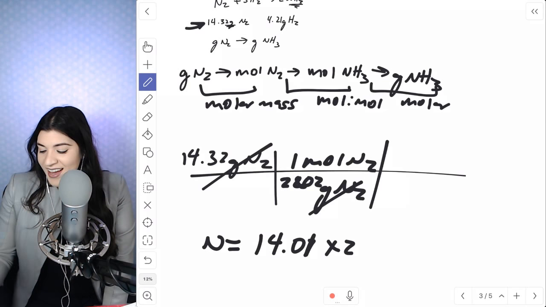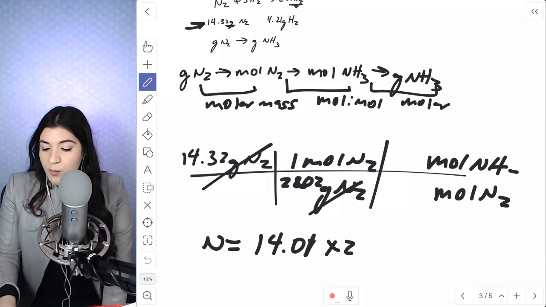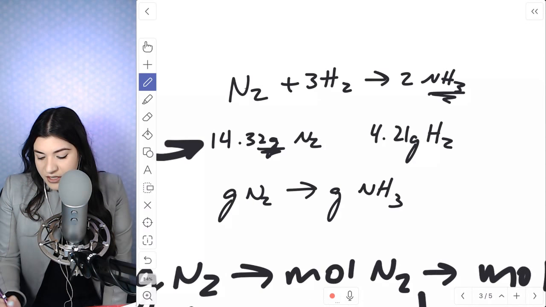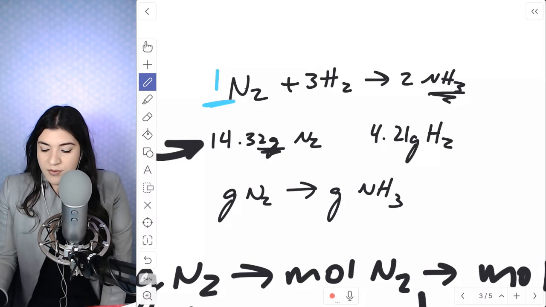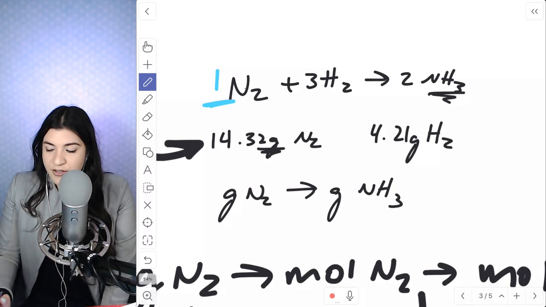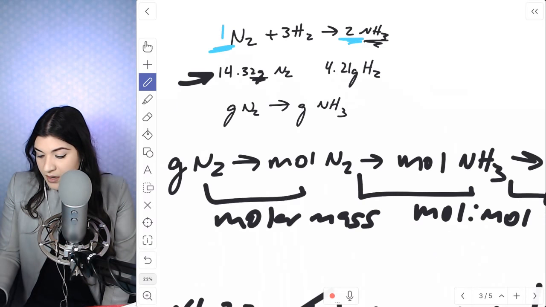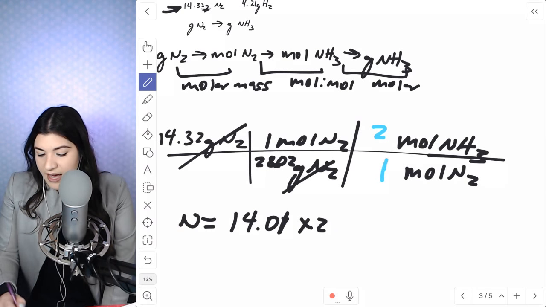And I want to do a mole to mole ratio to get to a totally different compound. I'm going to go back to my balanced equation. Looking at my balanced equation, if there is no number or coefficient in front of that compound, assume it's just 1. So now we have 1 mole of N2 per every 2 moles of NH3. And that's what I'll place here: 1 mole for every 2 moles of NH3, and we'll keep going.